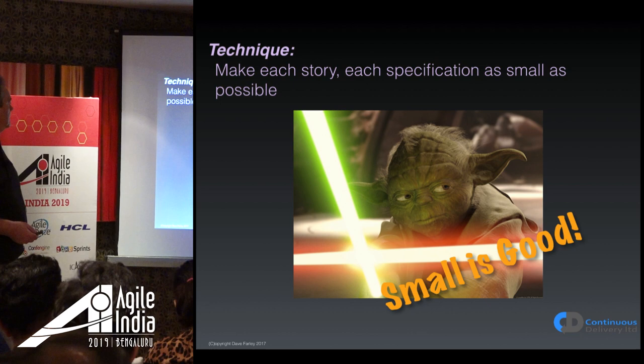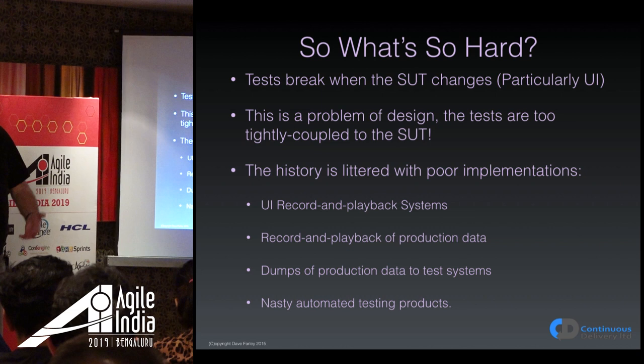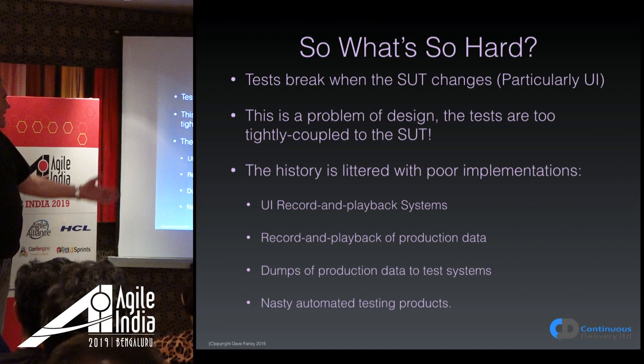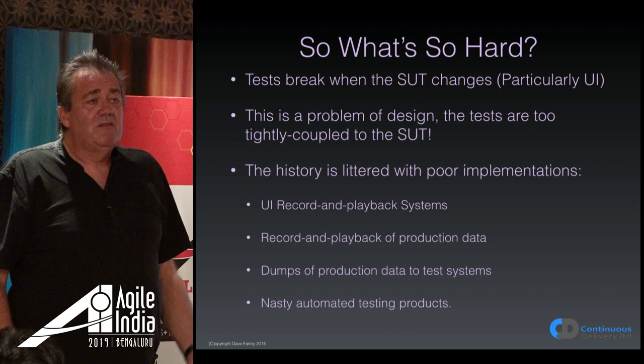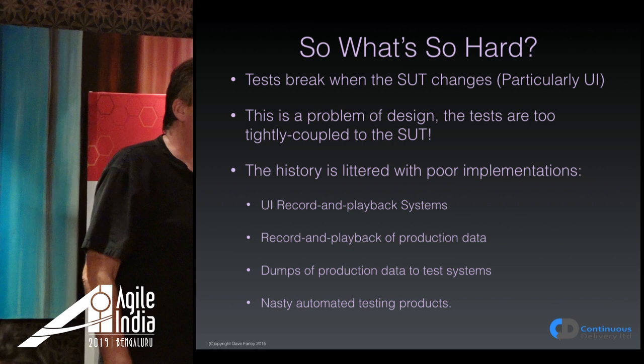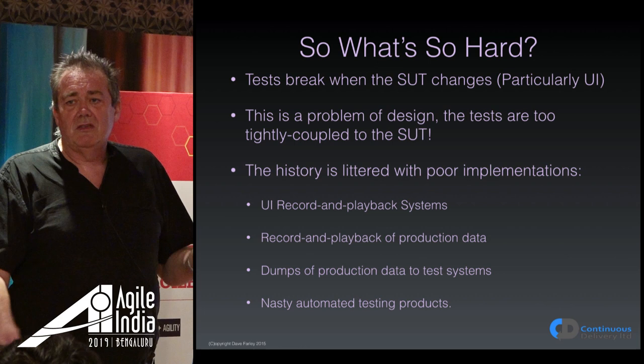So what's so hard? People have been trying to do this kind of functional test for decades, and usually what tends to happen is this first bullet: the tests break when the system changes, particularly the user interface, but any aspect of the system that the test is talking to. It tends to be fragile. This is a problem of coupling between the test case and the system under test. So we can start addressing that by separating the concerns more and reducing the coupling between the test case and the system under test.